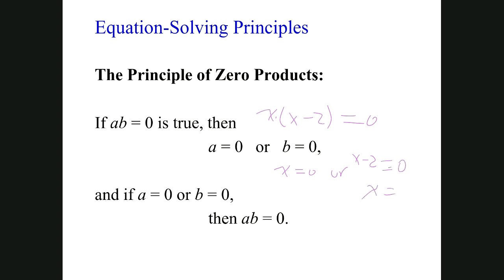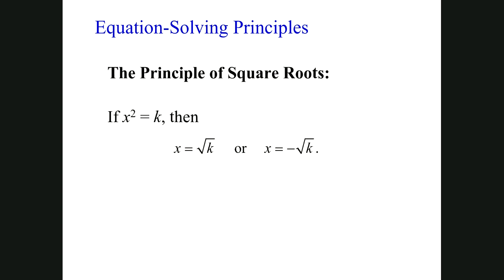Okay, so what is my solution for this one? So my solution for this one will be x equal to 0 or x equal to 2. Okay, so that is called the 0 product in here. Okay, if you have two factors multiplied equal to 0, either one of them must be 0 in here. Okay. The other one right here is called the principle of the square root, right?